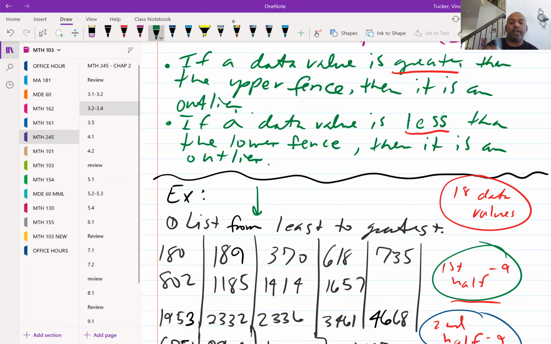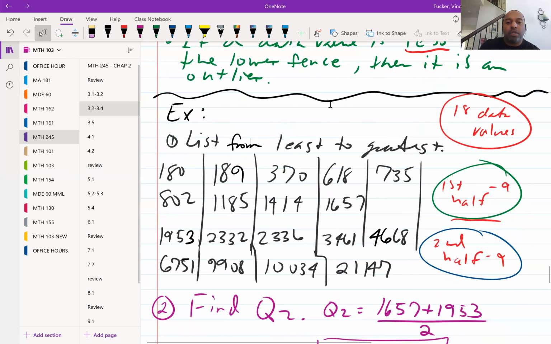So in a second, we're going to take this data set down here, find your quartiles, and see if we have any outliers. So we're just taking the information that we just finished doing. Okay, cool. Thank you. All right, so this is our data set. Your first step is always to list it from least to greatest. There's no guarantee that it will be given to you from least to greatest.